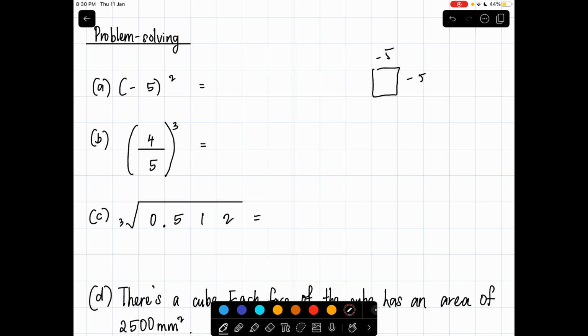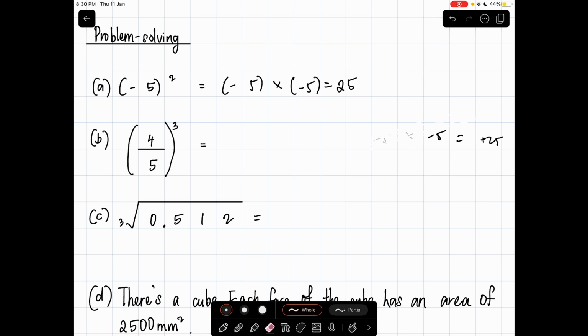So what you're going to do is -5 times -5. This concept is very much relevant to what you studied in Form 1 Chapter 1, integers. When a negative number is multiplied by another negative number, you would get a positive result. So -5 times -5, you will get positive 25. That's it. -5 squared just means -5 times -5, which is 25. And you don't have to put any signs because no sign means positive. That's it. Let's move on to question B.